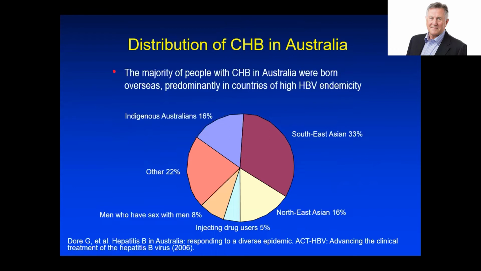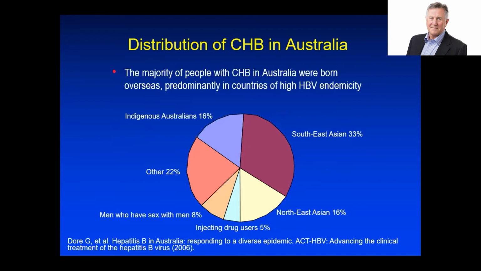The distribution of Hep B is shown here according to who has it in Australia. What you can see is it reflects overseas-born people. As Jennifer said, these are patients who really acquired this very early in their life. They got it either perinatally at the time they were being born or through early horizontal transmission very soon afterwards. So the majority of people were born in areas of high endemicity. You can see that 33% of people were born in Southeast Asia, 16% in Northeast Asia. So almost 50% were born overseas.